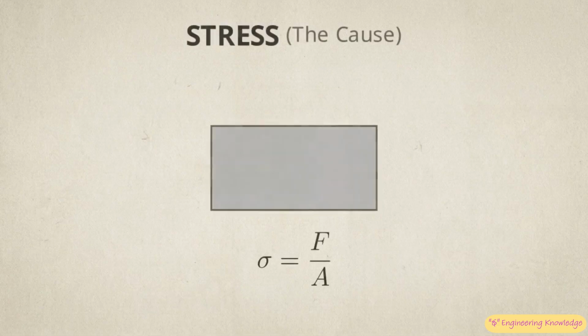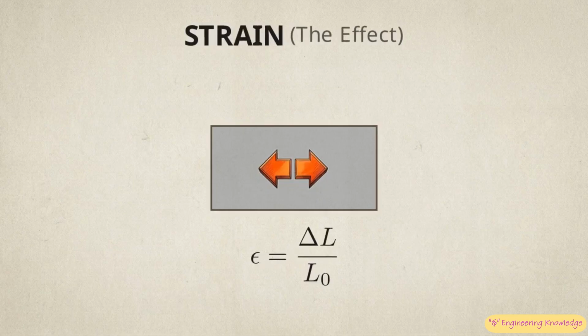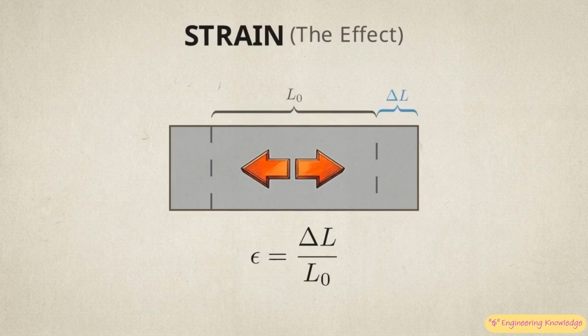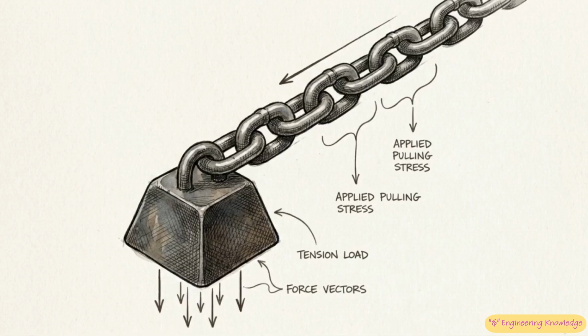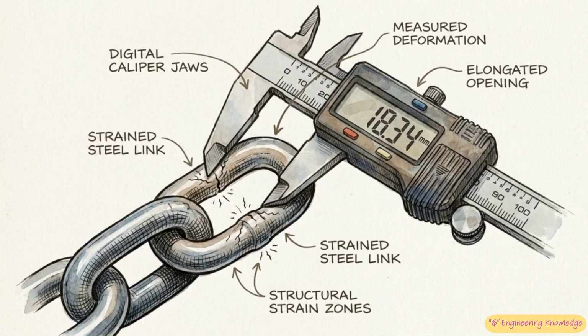The first is stress. Stress is the invisible force you are applying to an object, the physical act of pushing or pulling on it. The second concept is strain. Strain is the measurable physical consequence of that force. It is the actual change in the object's shape or length. Stress is the cause, the effort you apply. Strain is the effect, the resulting deformation you can measure.